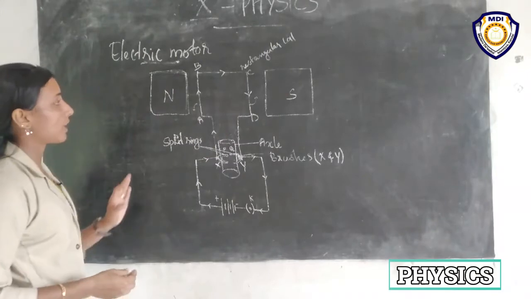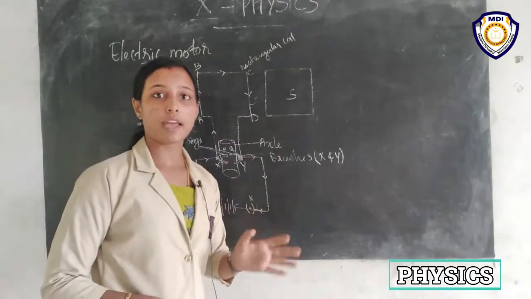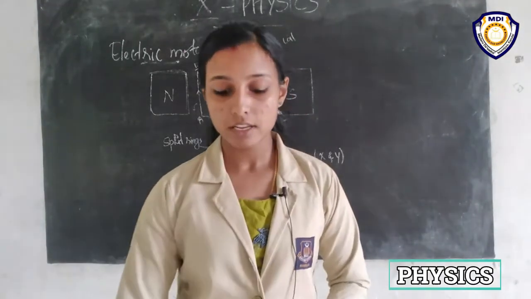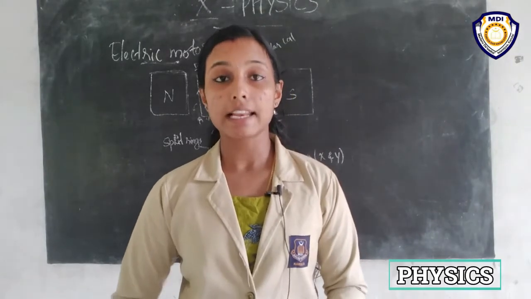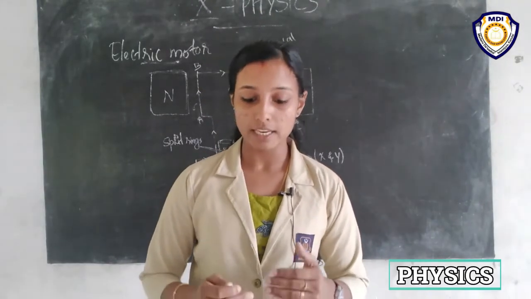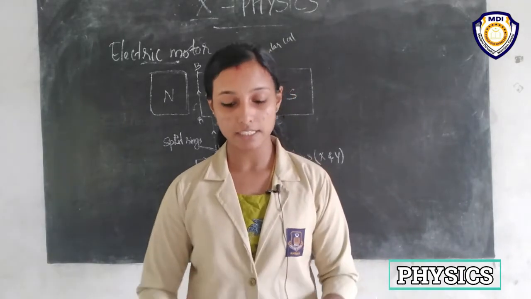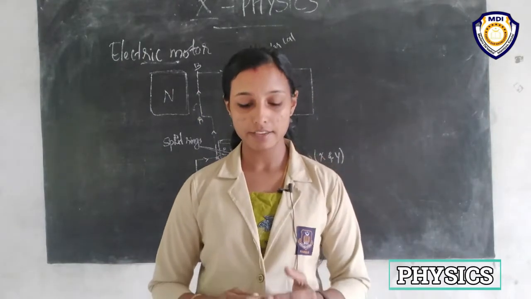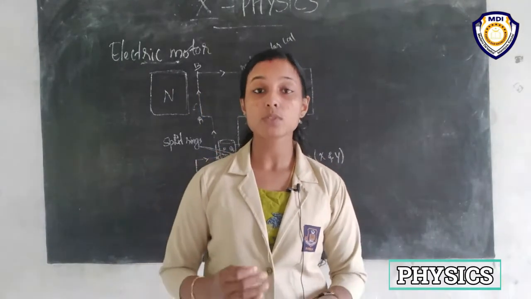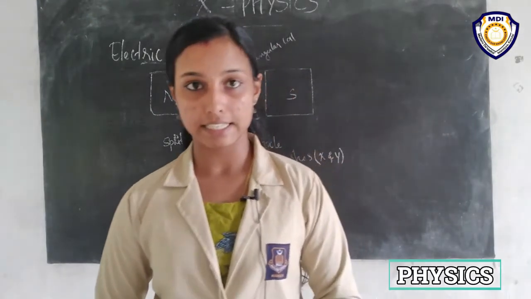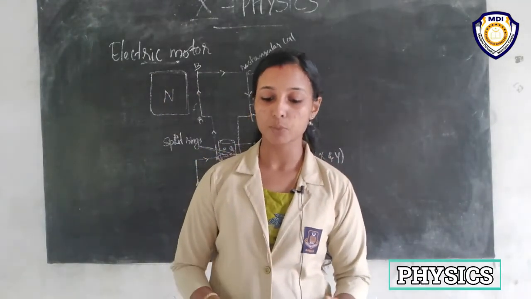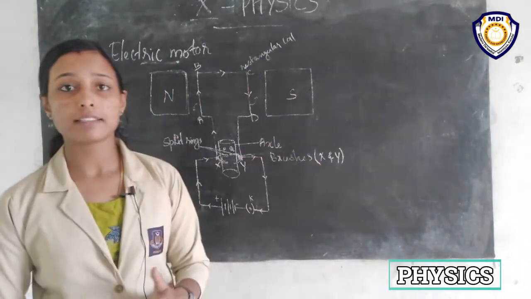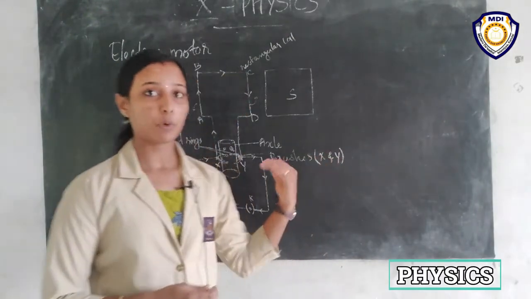So we can see what the components of an electric motor are, right? Before that, just read in your textbook what an electric motor is. An electric motor is a rotating device that converts electrical energy to mechanical energy, right? And electric motors are used as an important component in electric fans, refrigerators, mixers, washing machines, computers, MP3 players, etc., right?